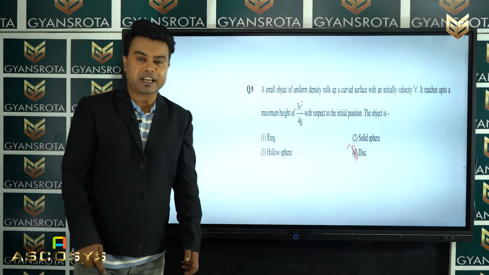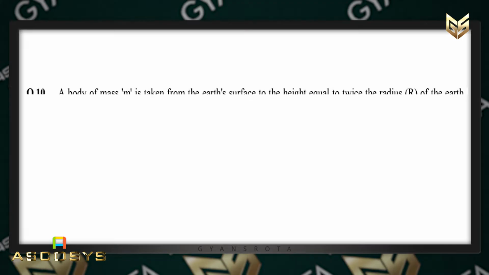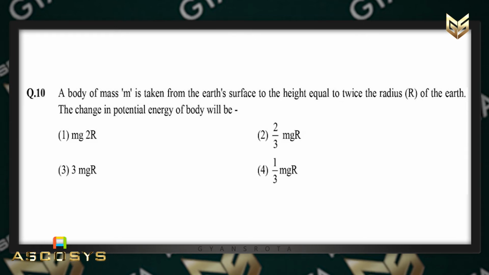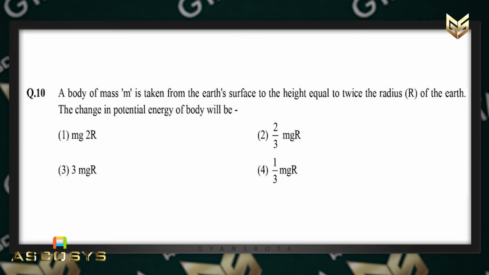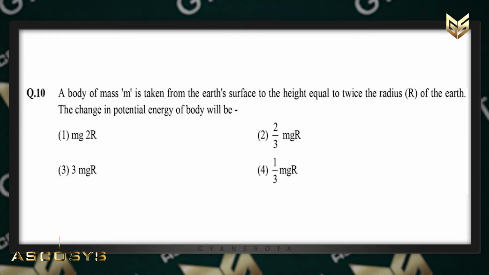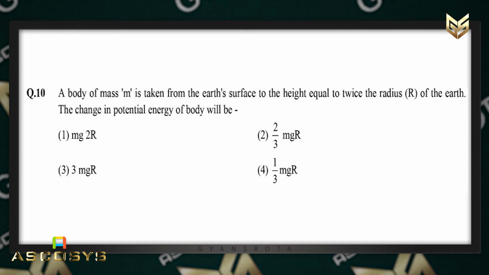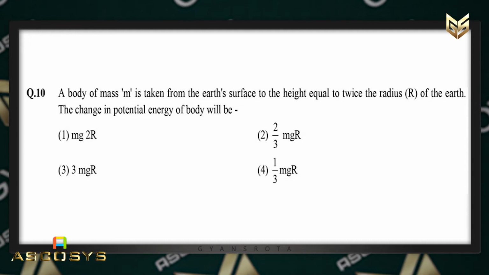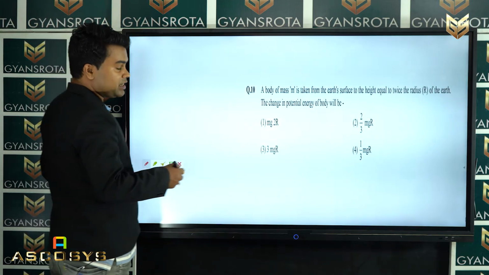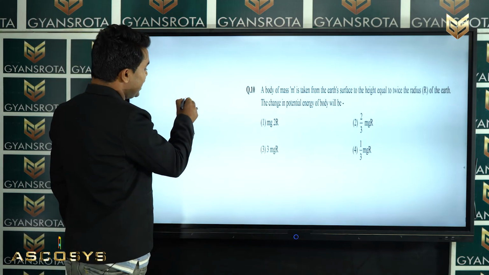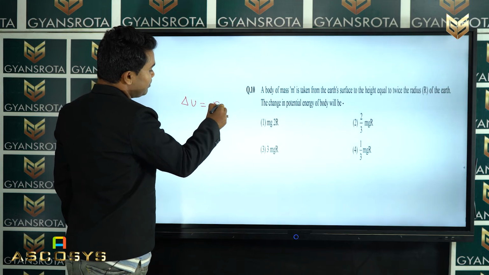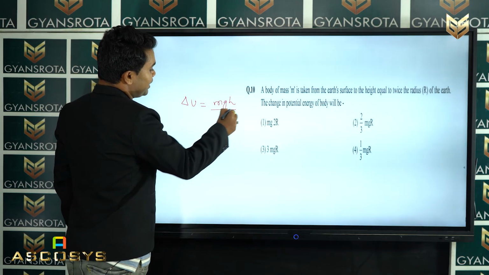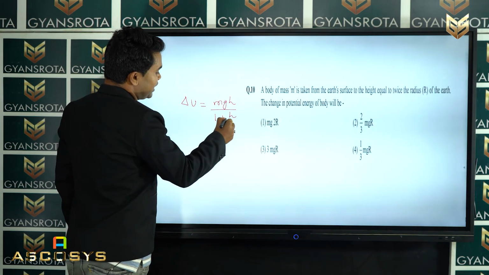So now let us move to the next question, that is question number 10. A body of mass m is taken from the earth's surface to a height equal to twice the radius of earth. H equals twice r, we know that now. The change in potential energy will be, this is a question from the chapter gravitation. Delta U will be equal to mgh divided by 1 plus h by r.